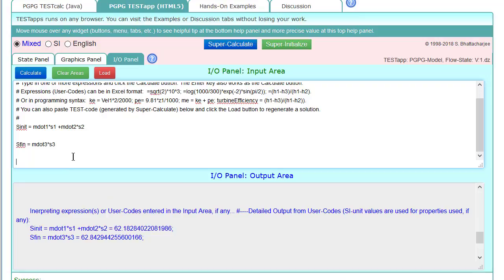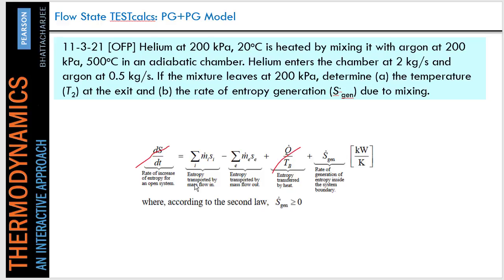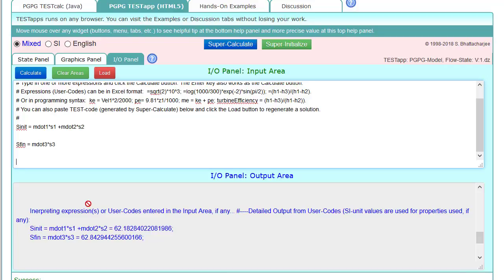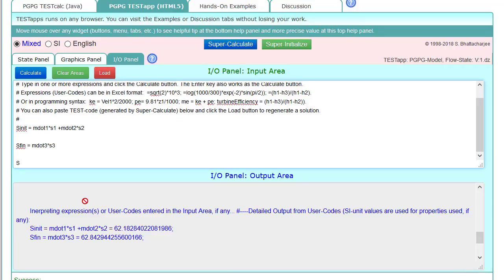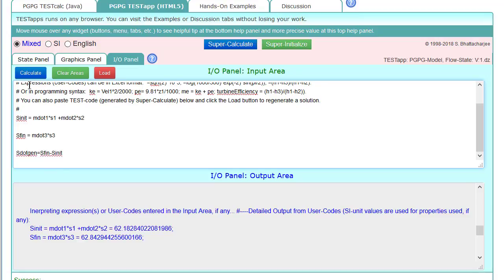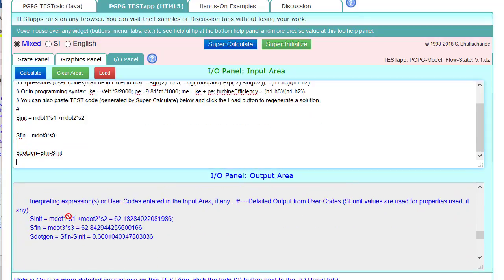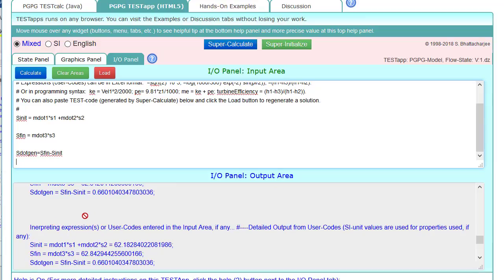So according to that equation, S dot gen is just going to be the difference in those. So S dot gen gets S final minus S initial. Hit enter or calculate. Scroll down and we see that S dot gen is about 0.66 kilowatt per Kelvin.